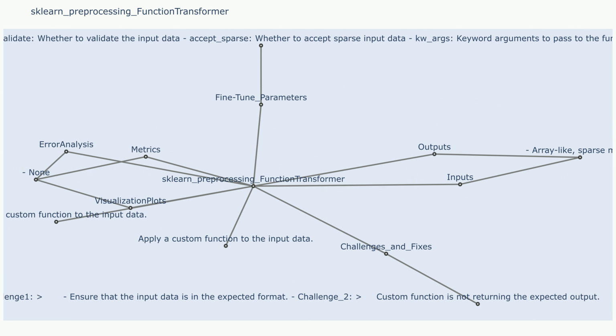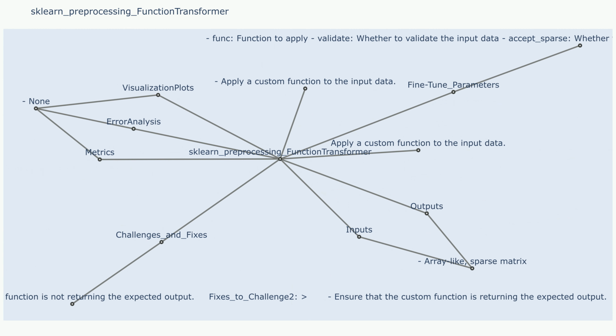Metrics. Function transformer doesn't directly provide metrics for assessing the transformation. The metrics would depend on the specific function you use. Visualization plots. Function transformer does not directly offer visualization plots. However, you can use visualization techniques for the output data after transformation.